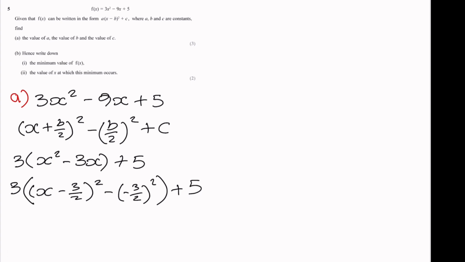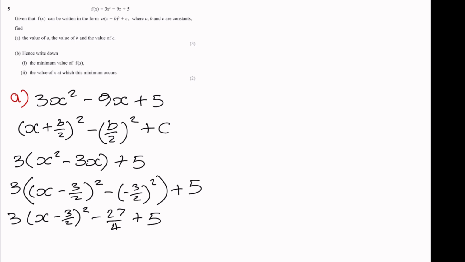Okay, so we're going to multiply what's in the bracket by 3, so we get 3 (x minus 3 over 2) all squared minus, well, minus 3 over 2 times minus 3 over 2 is 9 over 4, but multiplied by the 3 is 27 over 4, plus 5 on the end.